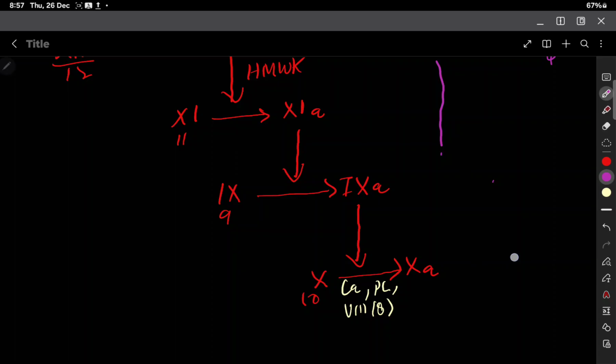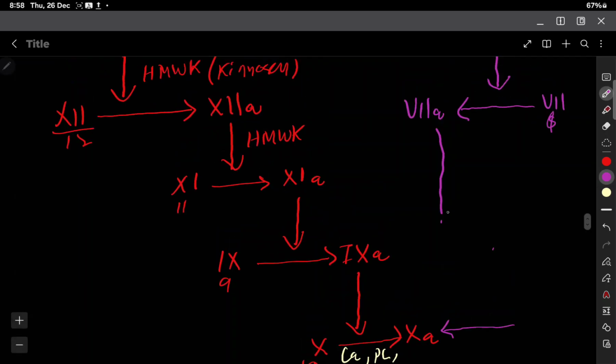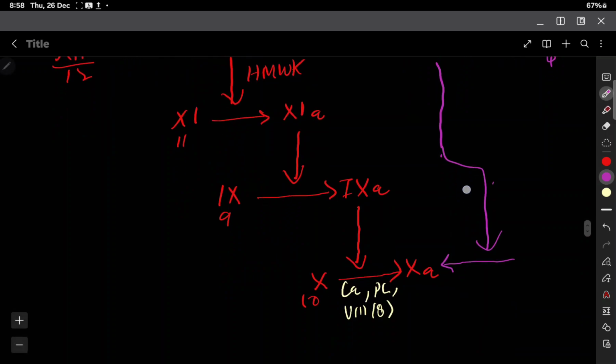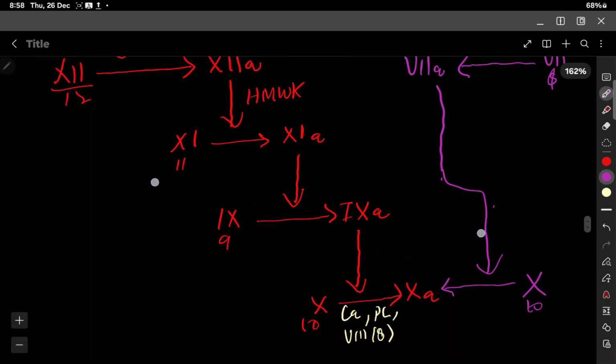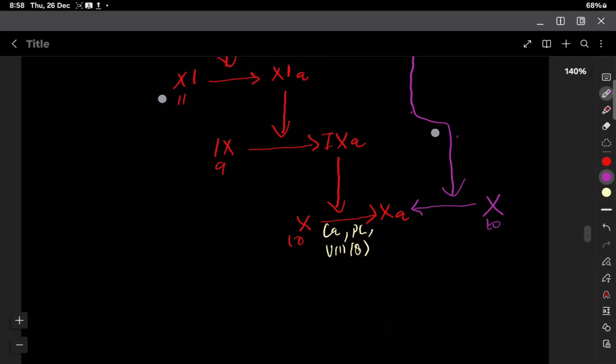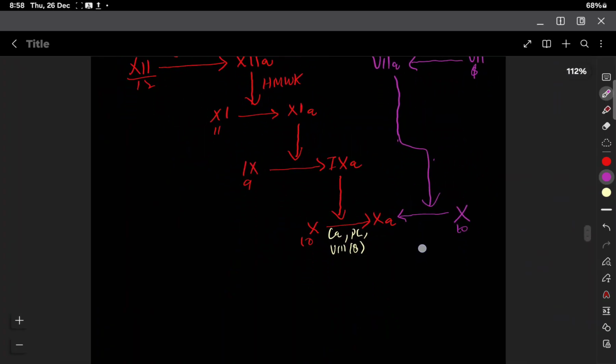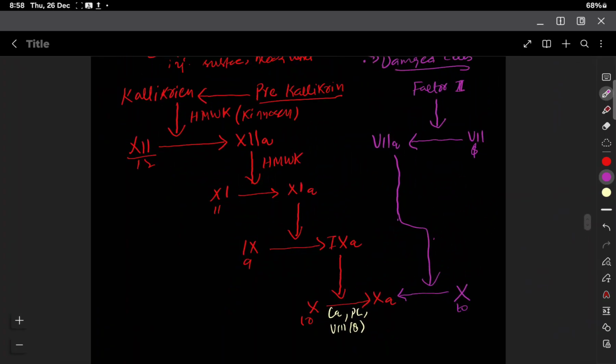So here this will act, and this activated form of factor 8 will act here and convert factor 10 into the activated form of factor 10. So these were the two pathways, extrinsic and intrinsic. Now from here they will form a common pathway. Till now we have stated this.